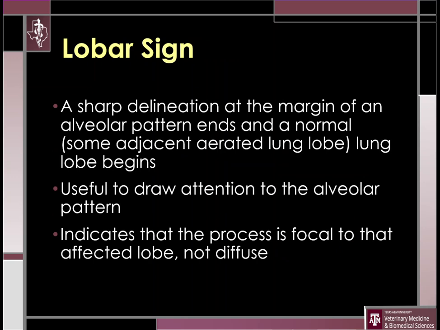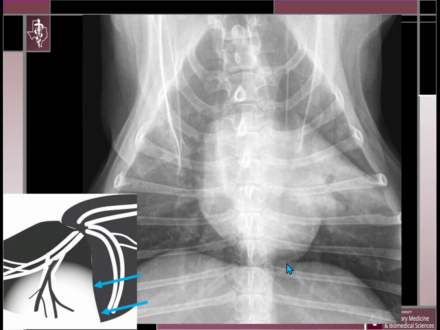I've mentioned the lobar sign a couple of times, and it's a sharp delineation at the margin of the alveolar pattern where the alveolar pattern ends and the normal or more normal lung begins. It's useful to draw your attention to the alveolar pattern, and it indicates that the process is focal or that it's not diffuse where all lung lobes are affected.